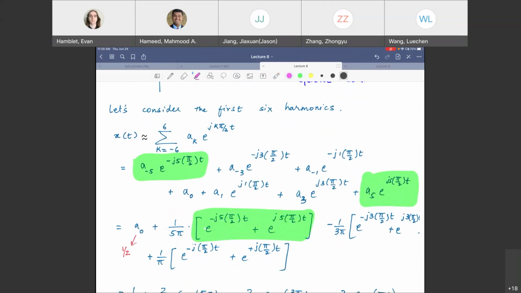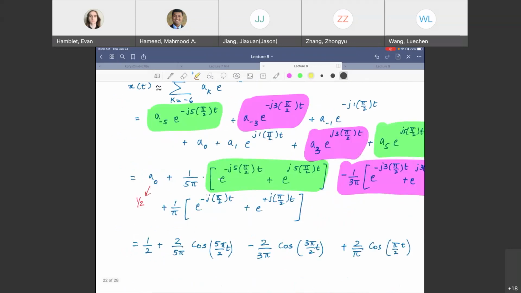Next, A3 and A negative 3. I've got that. I'm essentially combining the terms that have the same power so that I can convert them into a cosine later. So A negative 1 plus A1 here, combine them, you've got that. How did you know A1 was 1 over pi? Well, you remember I tabulated all the data earlier. That's how I know. A0 is left over, that's half. That's left over from the seven things that we listed.